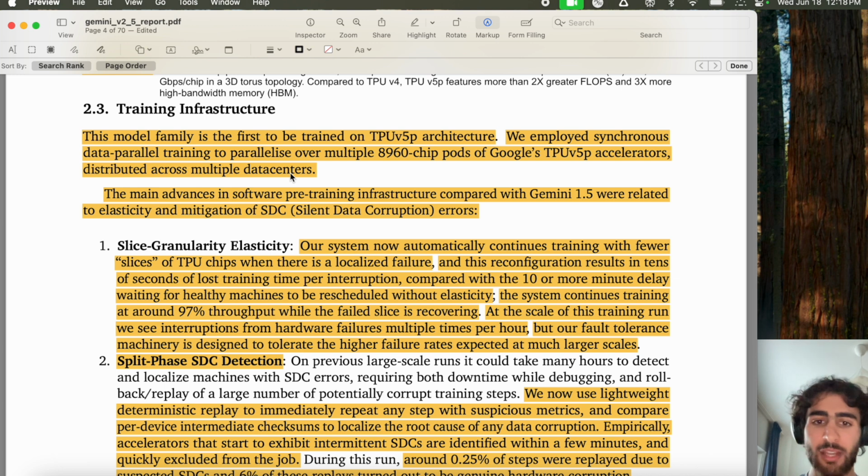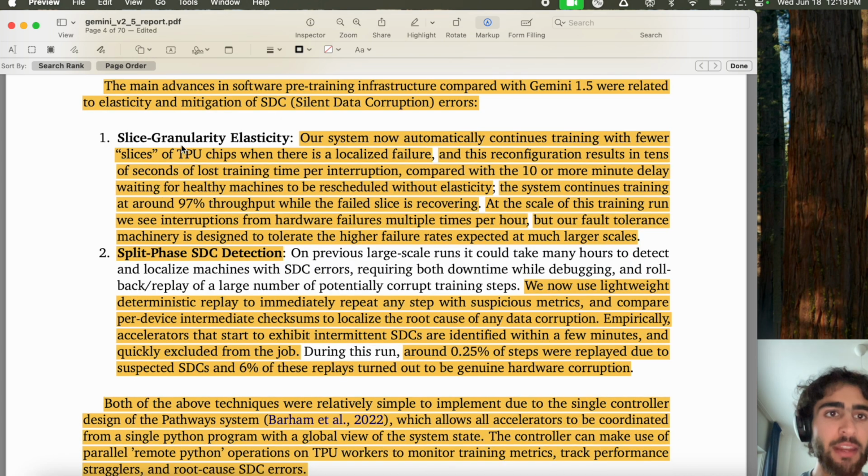Because communication is the largest bottleneck when you have to move weights and gradients, etc., between GPUs, or in this case TPUs. So they must have some pretty proprietary solutions in this regard to move data between data centers, or maybe they literally have a cable which is reserved for moving data between the data centers. I'm not sure. And then here they talk about the main advances in the software pre-training infrastructure.